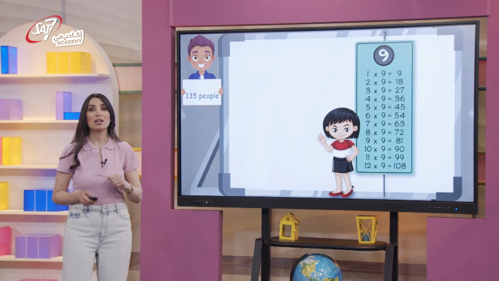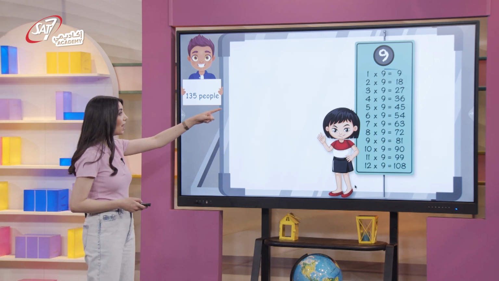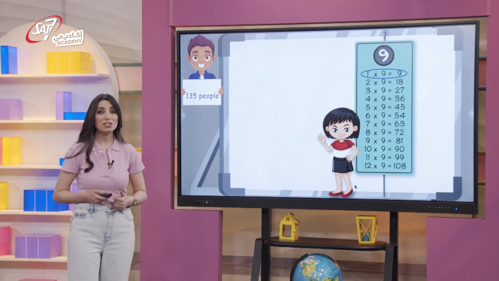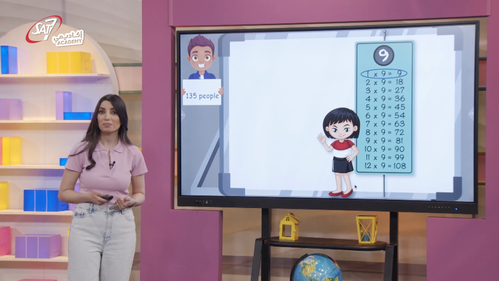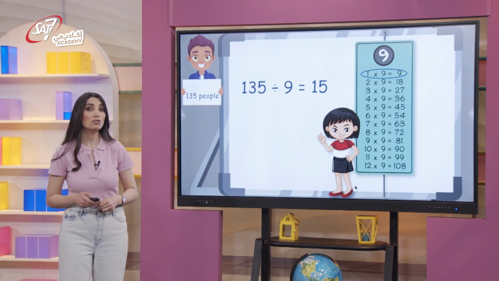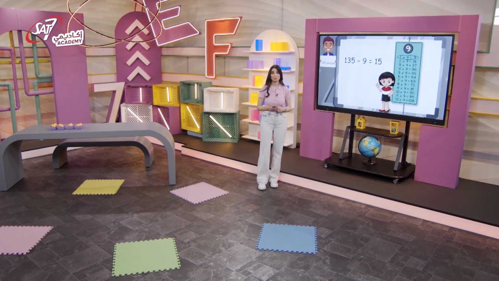1 plus 3 plus 5 equals 9, and 9 is found in the multiplication table. So 135 is divisible by 9. When we divide 135 people into groups of 9, we will have 15 tables.